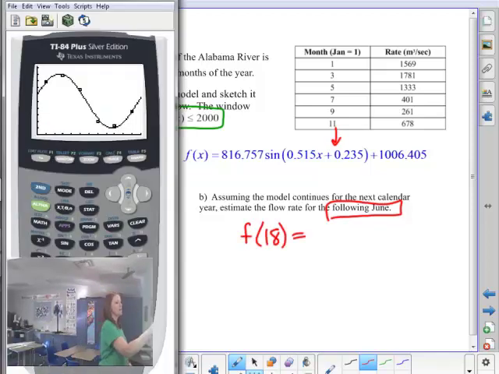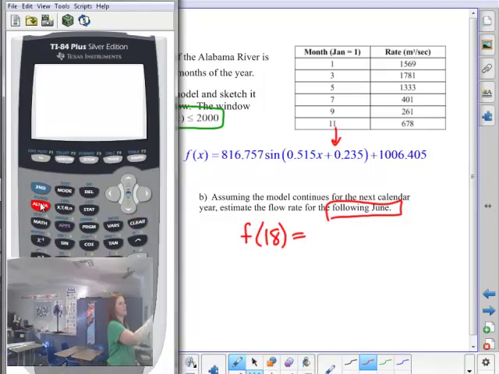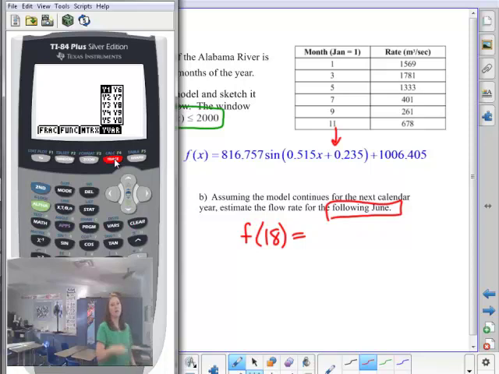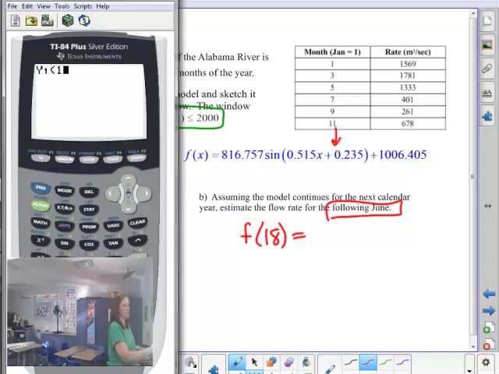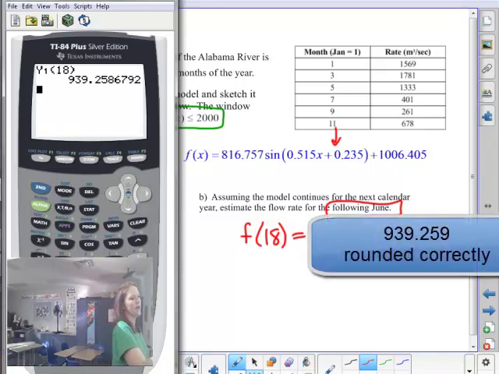There we go. If you go back to your home screen, let's see if this one has the right operating system. We're going to go alpha F4, and it recalls all your y values for you. So you can go y1 of 18. And we get 939.257.